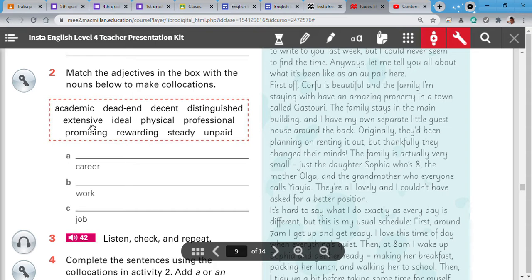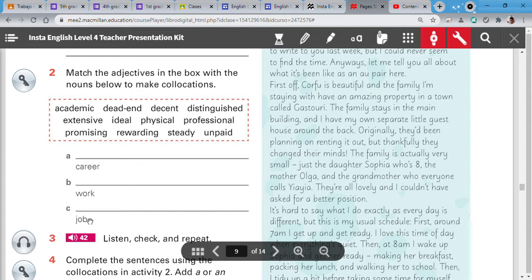Okay, now let's see. You have the meaning, but remember, look for this information in your dictionary, so maybe you can get different ideas. Okay, let's see. If I talk about career, which of those adjectives goes with career? Which of those goes with work or job? Career is related with academic, distinguished, professional, and promising. Work is related with extensive, physical, rewarding, and unpaid. And job is related with decent, dead end, ideal, or steady.